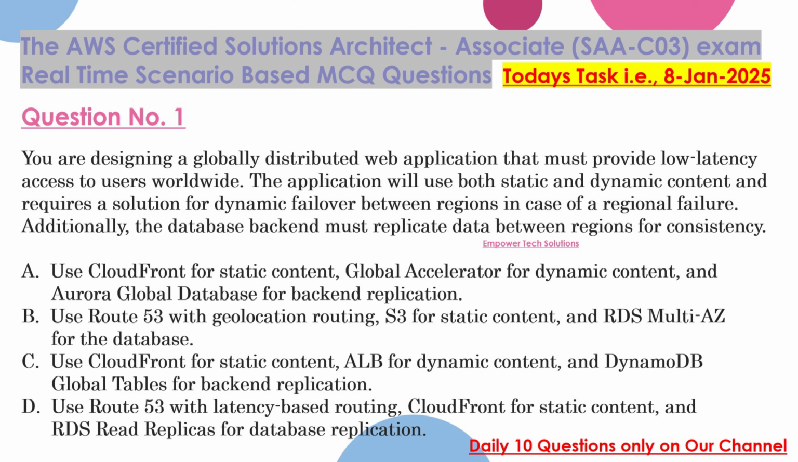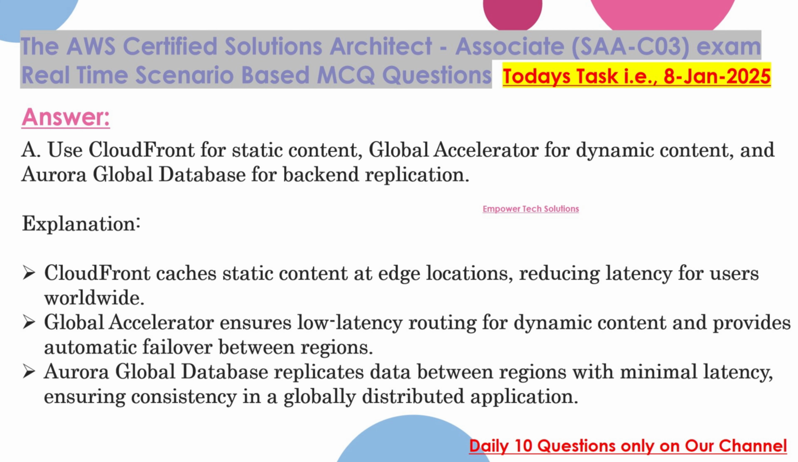C. Use CloudFront for static content, ALB for dynamic content, and DynamoDB global tables for backend replication. D. Use Route 53 with latency-based routing, CloudFront for static content, and RDS read replicas for database replication. Correct answer, A. Use CloudFront for static content, Global Accelerator for dynamic content, and Aurora Global Database for backend replication.